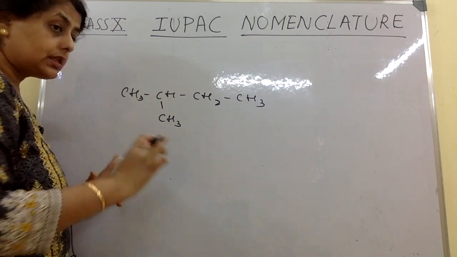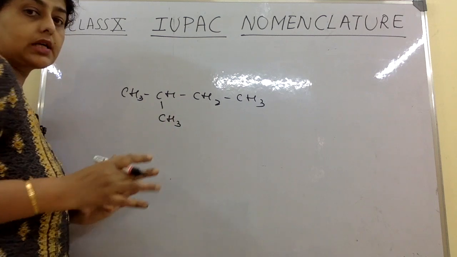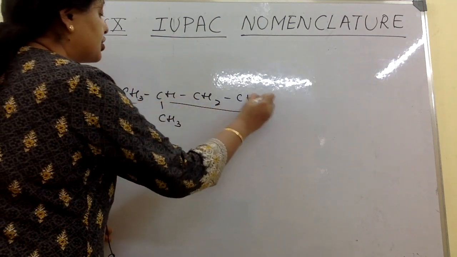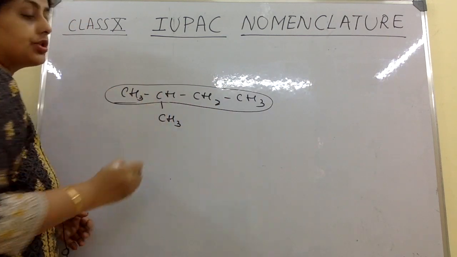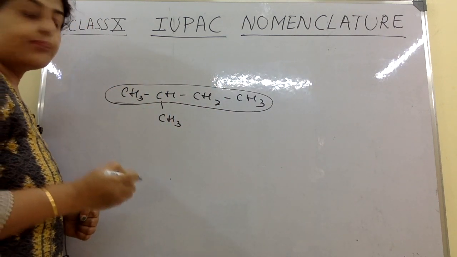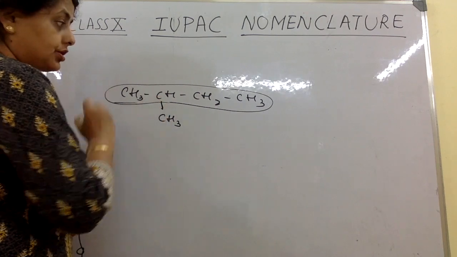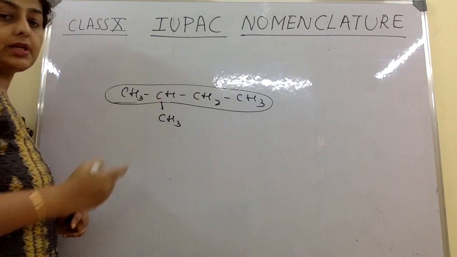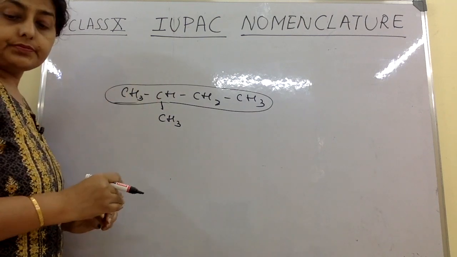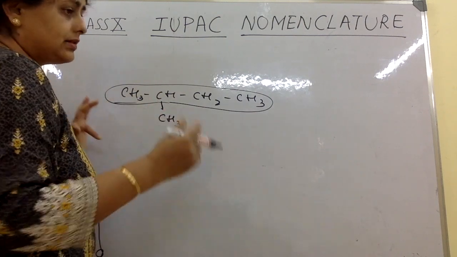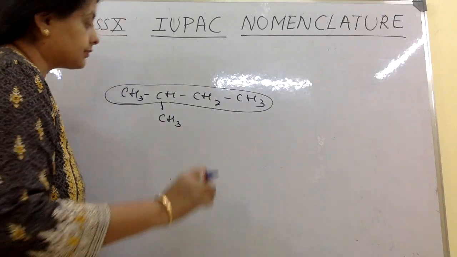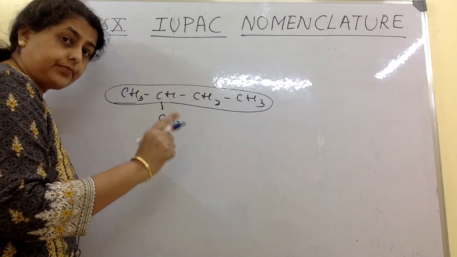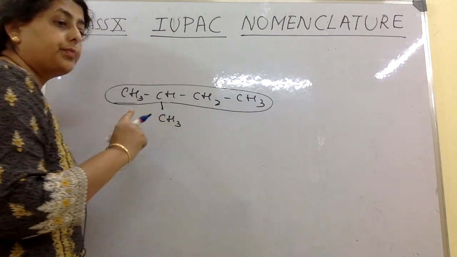The second thing is that we have to recognize which is the longest chain and which is the branch. Here this is the longest straight chain, and this becomes a branch. In the long chain we have 1, 2, 3, 4. How many carbon atoms do we have? 4.